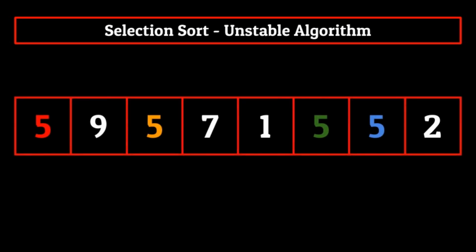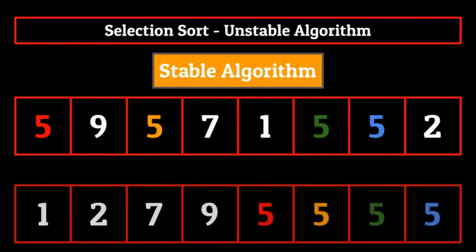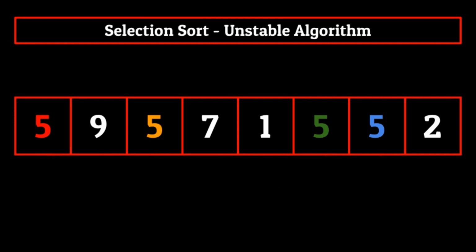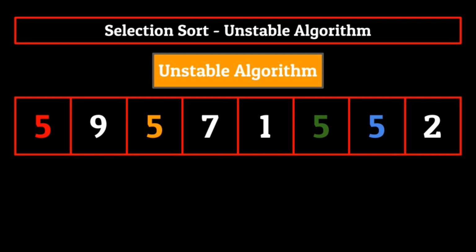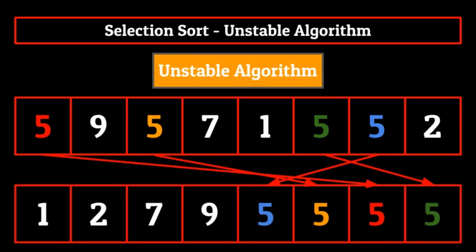Translating this to numbers, if we have a list which has 4 integer 5s, a stable sorting algorithm will preserve the order of those 5s, while an unstable sorting algorithm will not. So, a stable sorting algorithm will make sure that in the final sorted version of the list, the first 5 in the unsorted list is the first 5 in the sorted list. The second 5 in the unsorted list is the second 5 in the sorted list, and so on. In contrast, an unstable algorithm does not guarantee this. The relative locations of the 5s might get mixed up or even completely replaced.